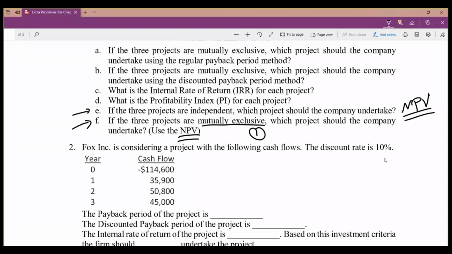For part E, if the projects are independent, so in this case I have 3 projects, I may choose or I may accept up to 3 projects. I will accept any project with a positive NPV. For part F, I will accept the project with the highest NPV, given that this NPV is greater than 0.